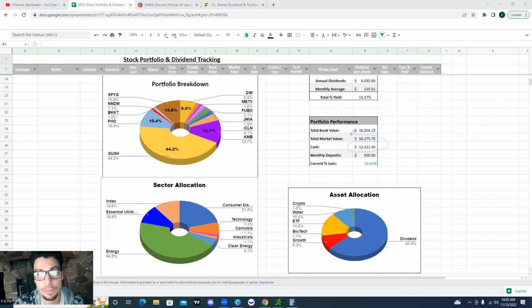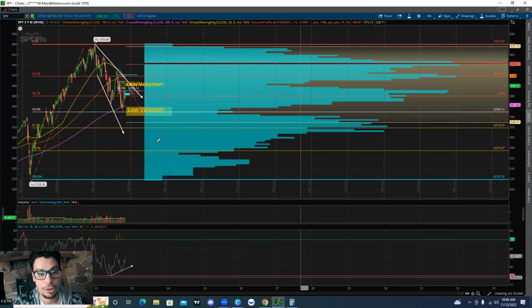We're selling cash secured puts, we're selling covered calls, and it is a pretty good dividend portfolio as well, right? As you can see, it's got a 10% yield and annually getting about $4,030 in dividends. So just wanted to shout that out. And you can see all the stocks, all the sectors it's in, and it really breaks it down really well. So make sure to check those videos out and we'll jump straight into the charts now.